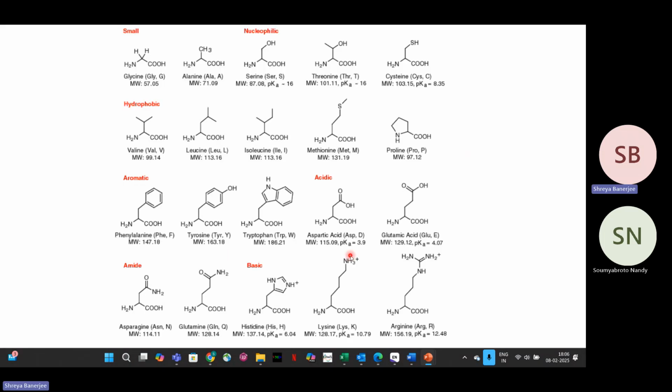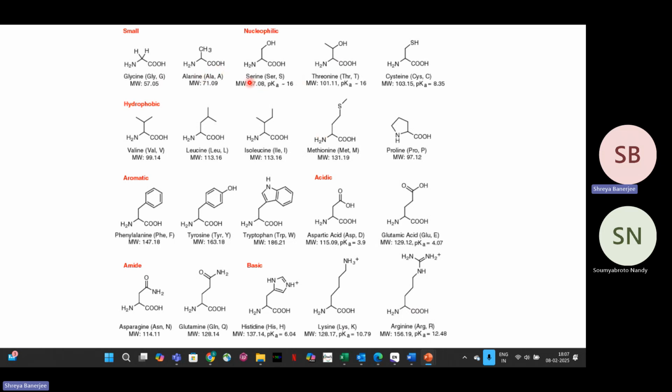So first we have the small amino acids that are glycine and alanine. So in glycine, there is no R group. The R group is another H. So glycine is the smallest amino acid. Then there is alanine where the R group is a simple methyl group. So these two are small amino acids.